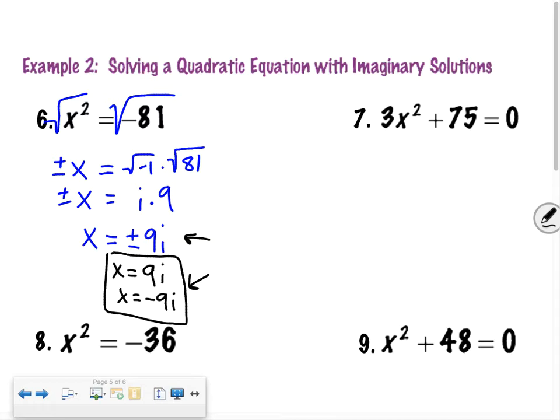Let's go ahead and try to solve number 7. The first step in solving using the square root property is to get the x squared term by itself. So we need to get that 75 out of there. The way to do that is to subtract 75 from both sides. So now we have 3x squared equals negative 75. That x squared isn't quite by itself yet, so we want to divide both sides by 3.